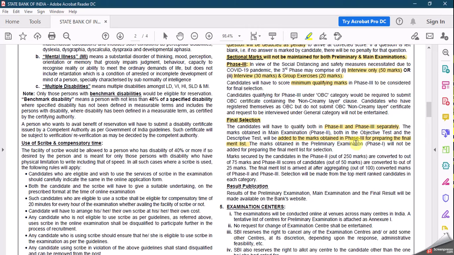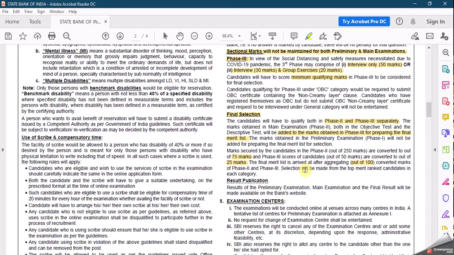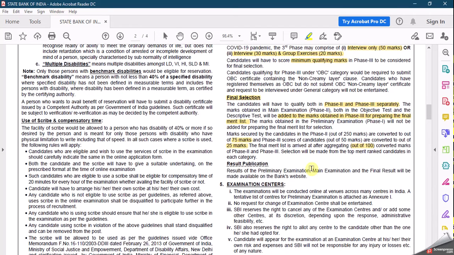Phase 1, that is the preliminary examination, is only to be able to appear for the mains examination. So marks secured by candidates in phase 2, that is out of 250, will be converted to 75 marks. And similarly, phase 3 score, that is out of 50 marks, will be converted to 25 marks. So out of 100 they will prepare the final merit list. So keep this thing in mind also.